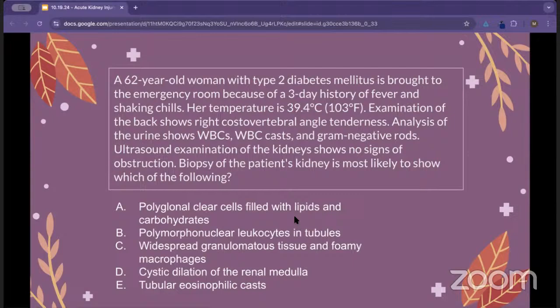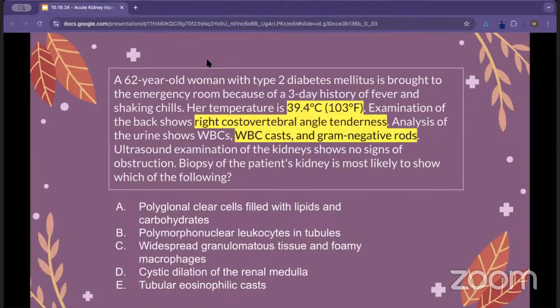Ultrasound examination of the kidneys shows no signs of obstruction, and biopsy of the patient's kidney is most likely to show which of the following: A, polygonal clear cells with lipids and carbohydrates; B, polymorphonuclear leukocytes and tubules; C, widespread granulomatous tissue and foamy macrophages; D, cystic dilation of the renal medulla; or E, tubular eosinophilic casts. So I'll let you think about that.